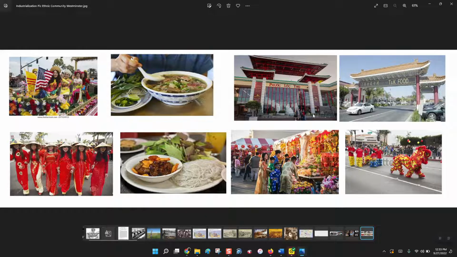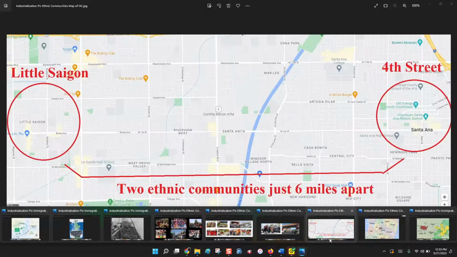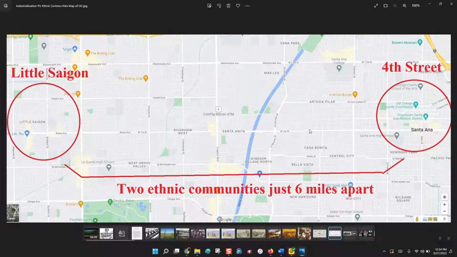This represents the culture of Vietnam. And if you're walking through Little Saigon, it seems like you're somewhere over there in Vietnam. Now, the cool thing, like I said, is they're only like 6 miles apart. So this is here Orange County, and right here is 4th Street in Santa Ana, and this is where you would see that culture of the Mexican culture, the community here, and then you take 1st Street, the major street right here, and you get to Little Saigon, and there you're represented with the culture of Vietnam. And again, only 6 miles apart.